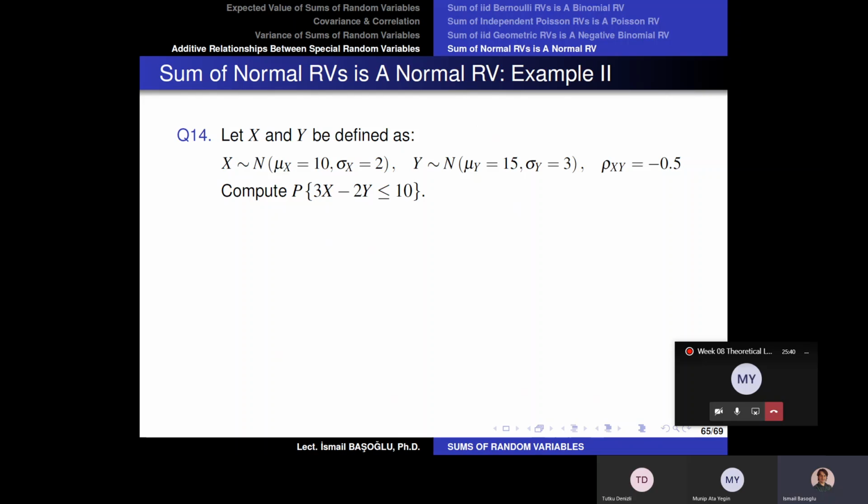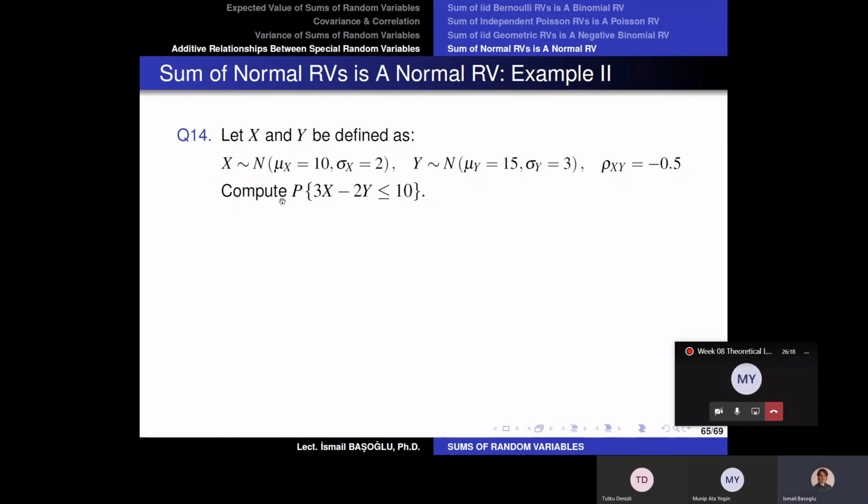And this question is a little different than the previous question. So this time we have X and Y, which are two normal random variables. X is normally distributed with location parameter 10 and scale parameter 2, and Y is normally distributed with location parameter 15 and scale parameter 3. And there is also a correlation between these two random variables that is minus 0.5.